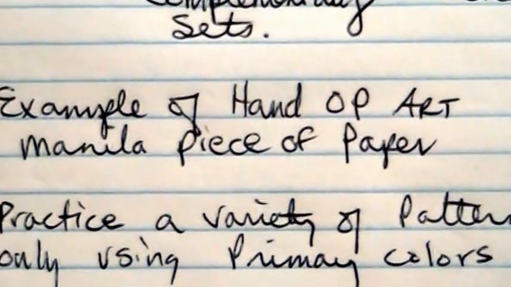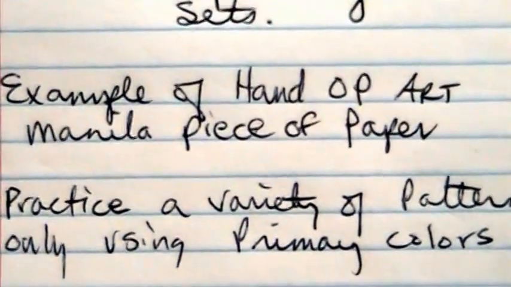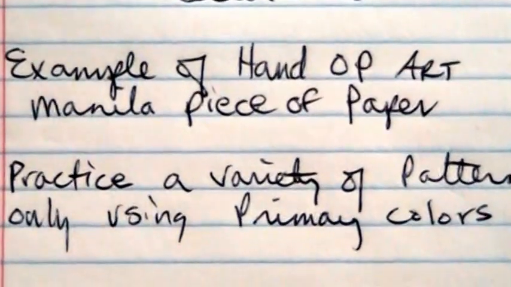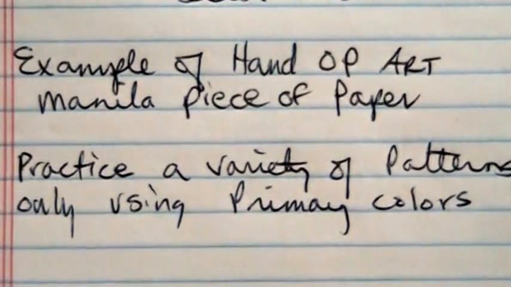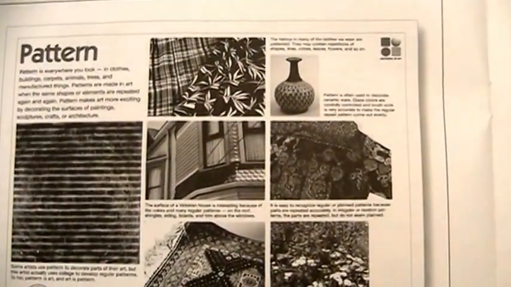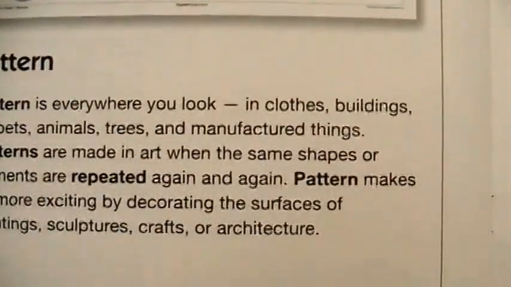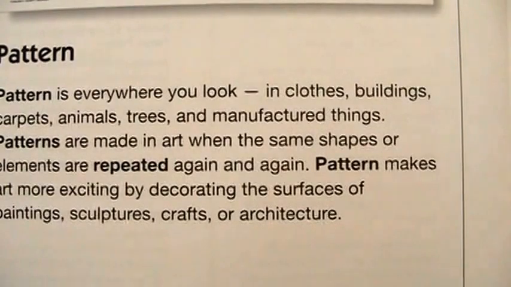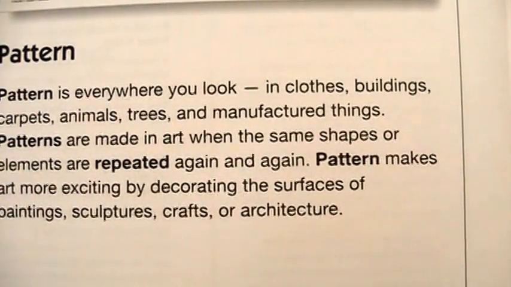And then we're going to show you examples of hand op art, and we're going to get out our manila piece of paper that we prepared last week or a few days ago, and we're going to practice a variety of patterns, talking about what pattern is using primary colors. Okay, so we have a definition for pattern. We've talked a lot about this. The pattern is everywhere in clothing, buildings, carpet, animals. You can see pattern everywhere. There's your good definition for it.